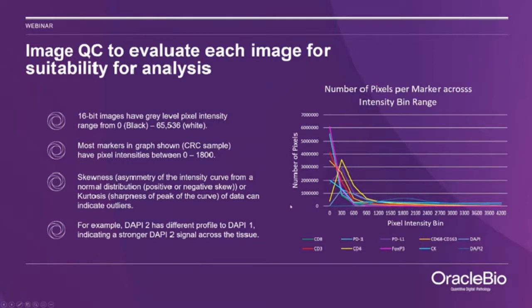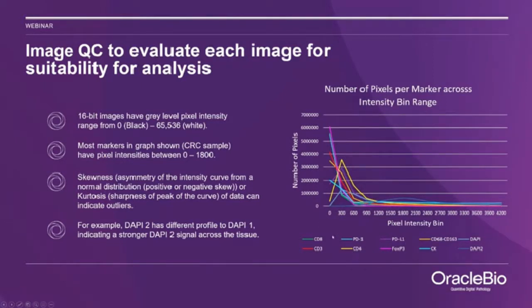I've shown here on the right a graph where we have the 8 markers plus the 2 DAPI channels, and we have exported the pixels across a range of intensity bin ranges, as you can see on the x-axis, from the image analysis software, with the number of pixels on the y-axis. A 16-bit image has a gray level pixel intensity range from 0 in black to 65,000 in white. And you can see that most of the markers in this graph, and this is for the CRC sample, have pixel intensities between about 0 and 1800.